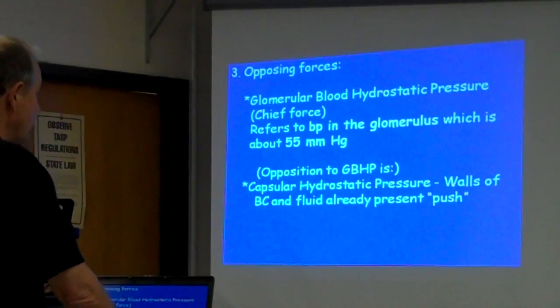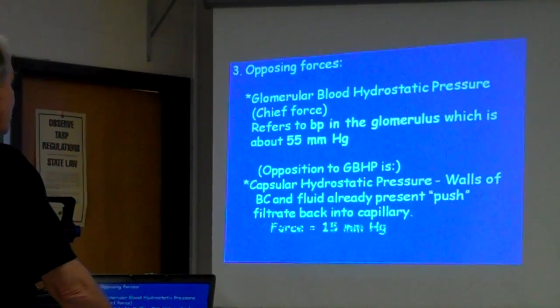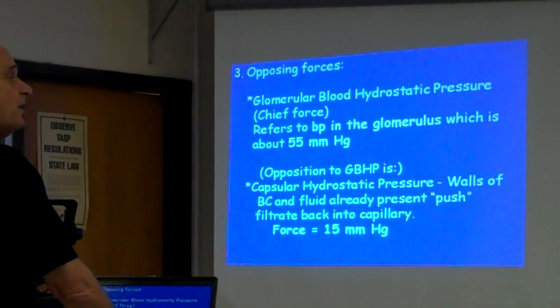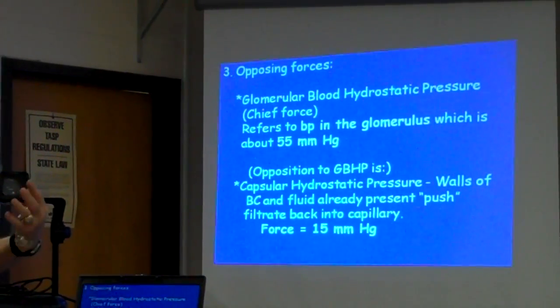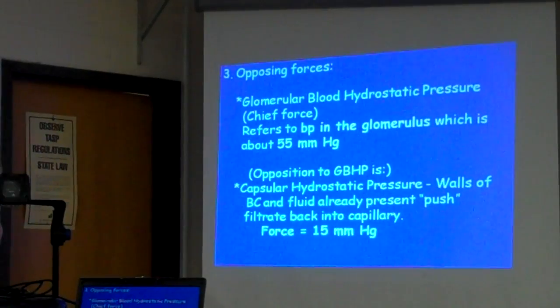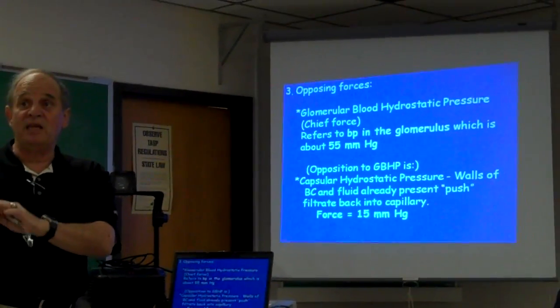Now watch this. The force there is about 15 millimeters of mercury. In other words, the capsular hydrostatic pressure, the walls of the Bowman's capsule and the fluid already present, is an opposition to something else coming in.